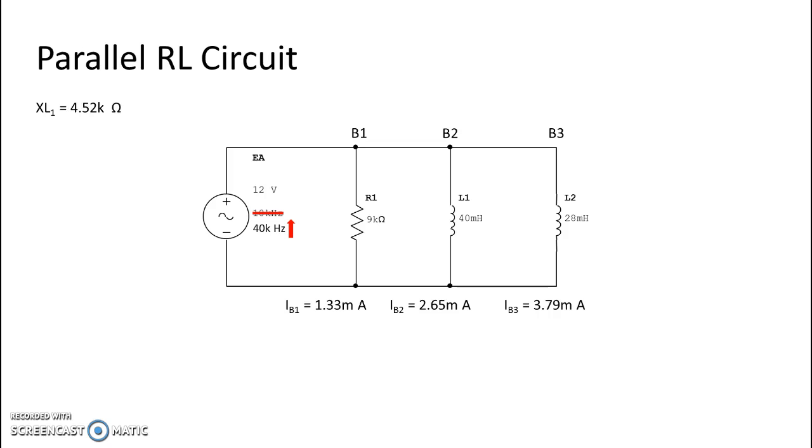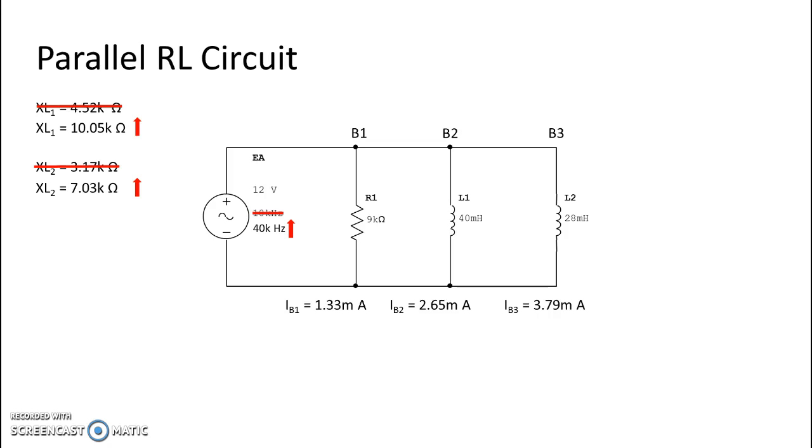All right, and so we had our original inductive reactance for L1 of 4.52 k ohms, and of course now it has gone up because frequency has gone up to 10.05 k ohms. Now our second inductor had an ohmic value of 3.17 k. And of course, again, we are expecting that to go up, and it did, to 7.03 k ohms.